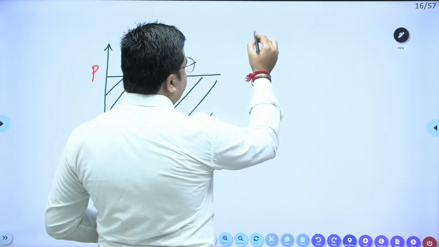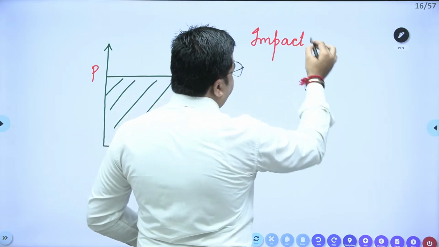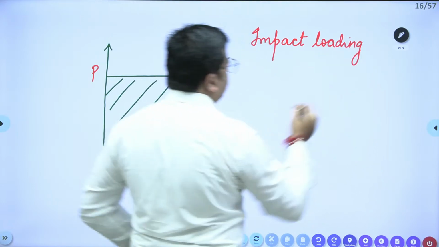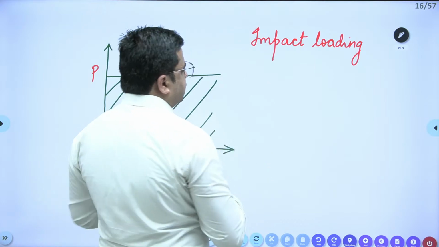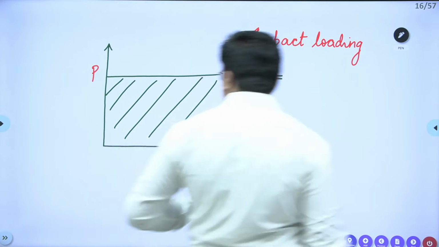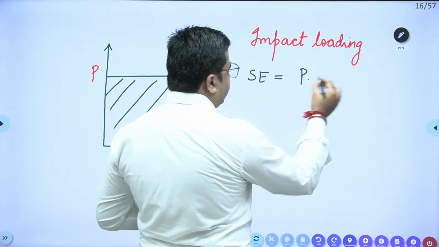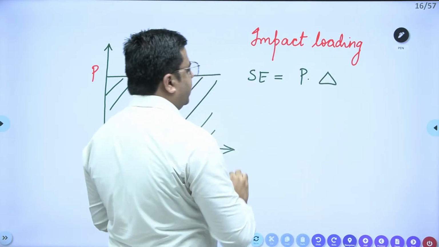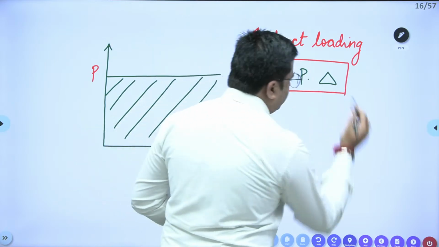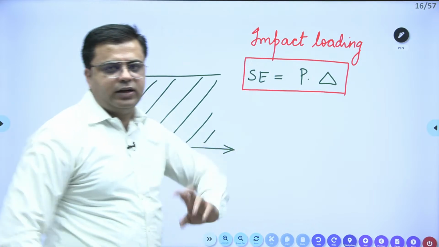So for impact loading, the strain energy stored in the system is the area under this load displacement curve, which is nothing but P into delta. As you can clearly see here, the strain energy stored for the impact loading is more than the strain energy stored for the gradually applied load.